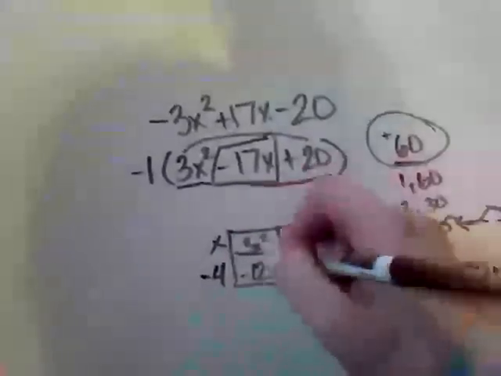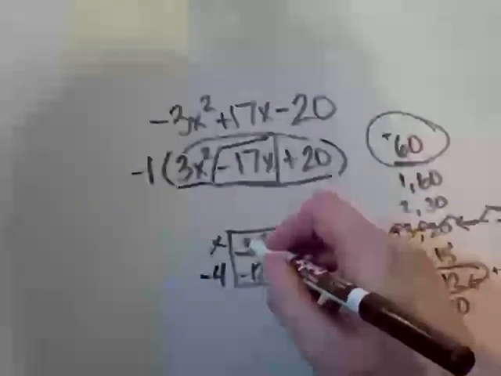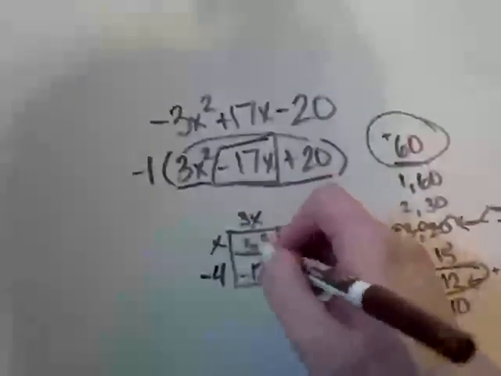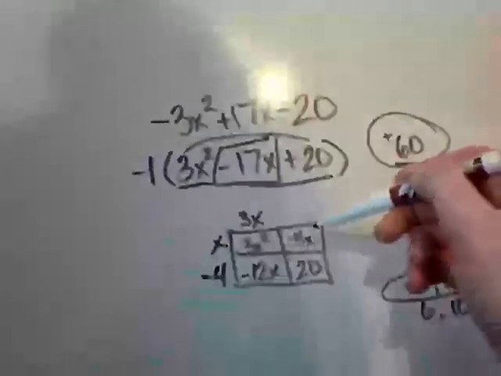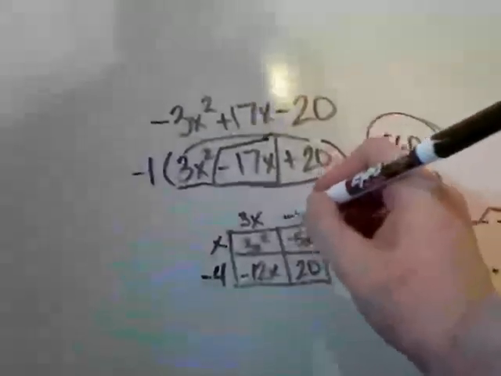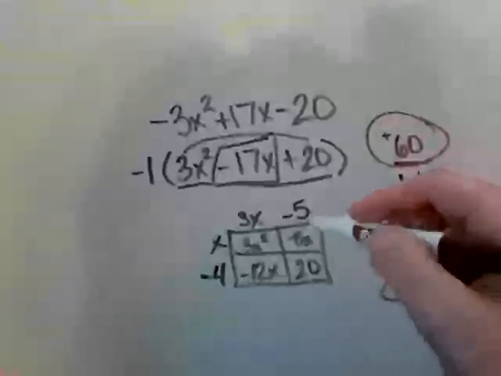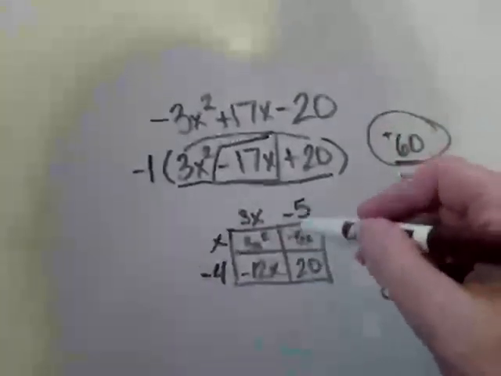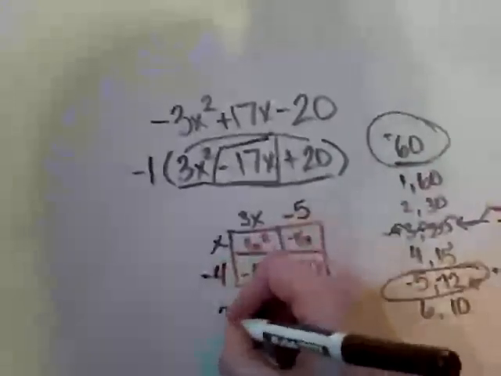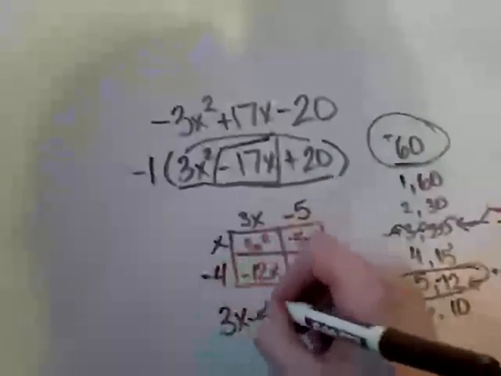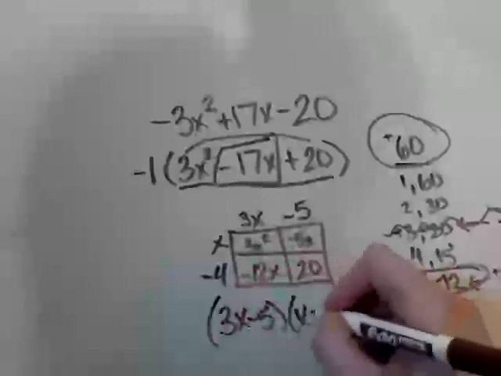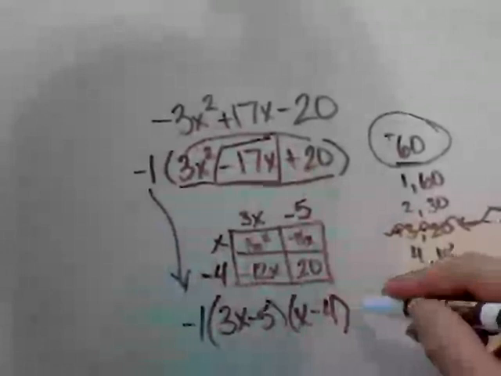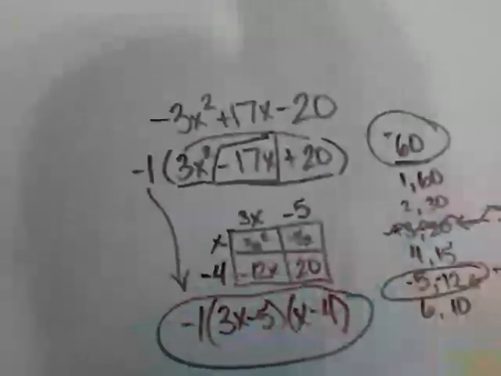Okay, then for the columns, I've got 3 and 12, so we can take a 3 out. They also both contain an x, so let's pull out an x. Here I have a negative 5, because it's touching this negative 5, and 5 will go into both 5 and 20. So this is 3x minus 5 and x minus 4, but don't forget, we still have this negative 1 hanging on in front.